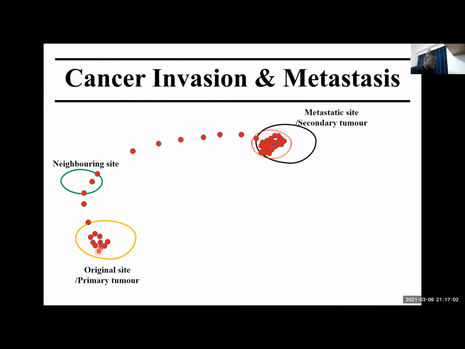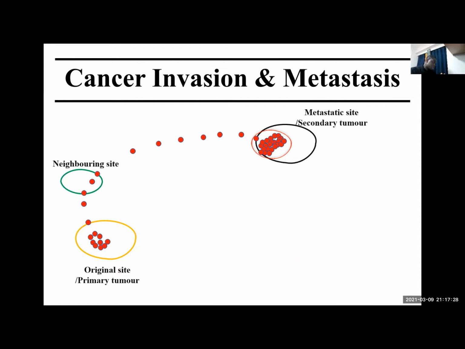So the cancer cells, when they originate from the primary point, which is called the original site or the primary tumor, can have the ability to invade the neighboring sites. And of course, they travel, and they metastasize into the metastatic site, also leading to the formation of tumor. So how can AI be applied? Definitely, into understanding the invasion and the metastatic process.